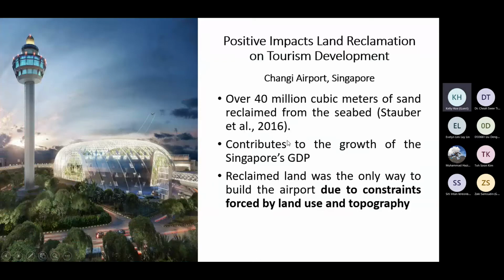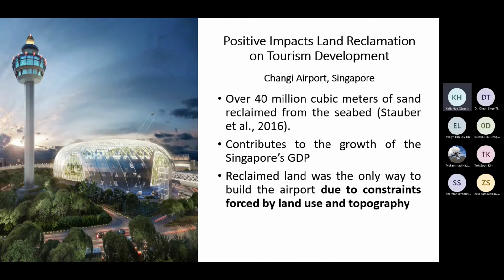So the next one will be in Singapore, Changi Airport. Over 40 million cubic meters of sand reclaimed from the seabed was used to build this airport. And besides that, it contributes to the growth of Singapore's GDP, which is gross domestic product.